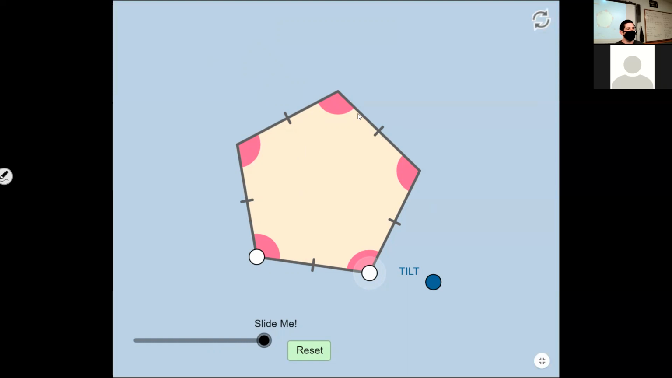If you want to make this into being concave, you could just take this vertex and bring it down into the interior so that it starts to cave in a little bit, and then we would be good with it being concave.